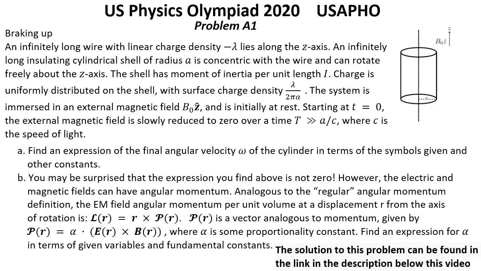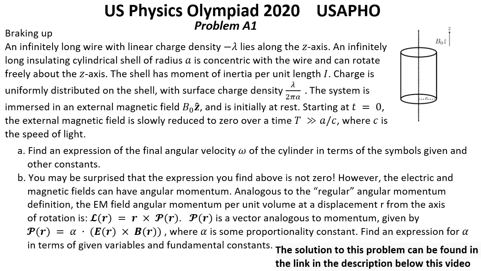The system is immersed in a magnetic field B0 in the z direction and is at rest. Starting at t equals 0, the external magnetic field is slowly reduced to 0 over a time t much greater than a over c, where c is the speed of light. Question A. Find an expression for the final angular velocity omega of the cylinder in terms of the symbols given and the other constants. Question B.